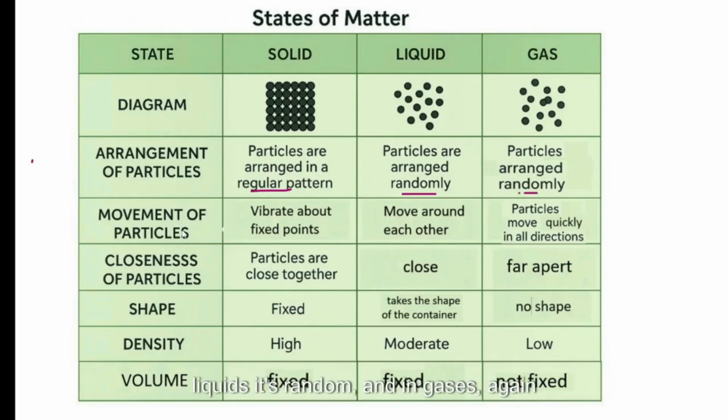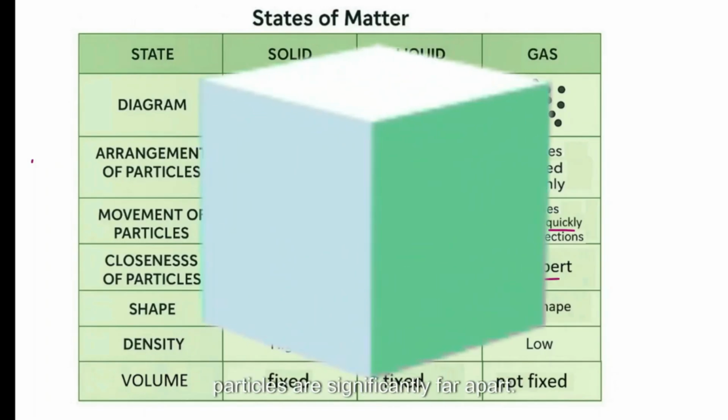In liquids, it's random. And in gases, again, random movement of particles. Solids vibrate about fixed positions, but liquid particles are free to move around each other. And in gases, particles move very quickly in all directions. In solids, particles are relatively close. Liquids are moderately spaced out, and gas particles are significantly far apart.